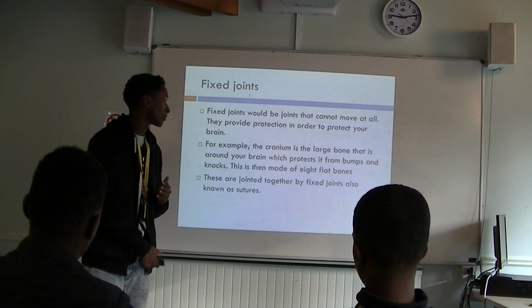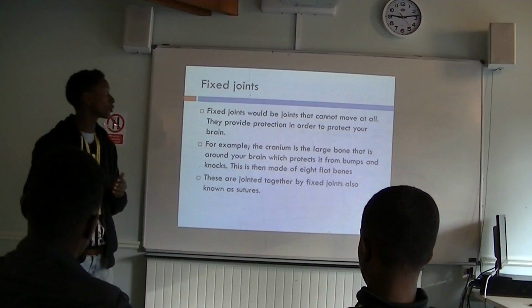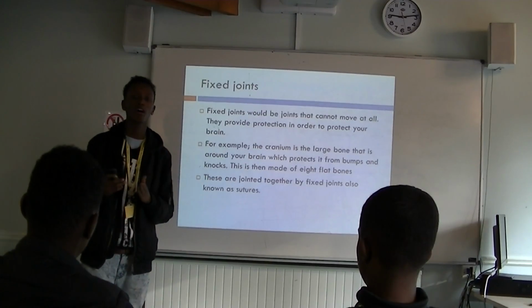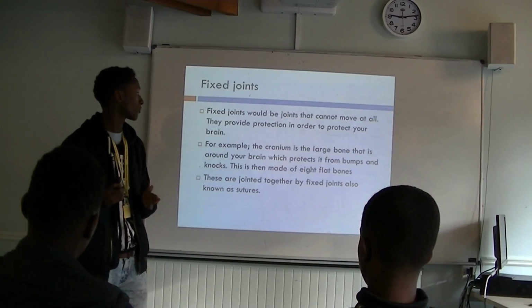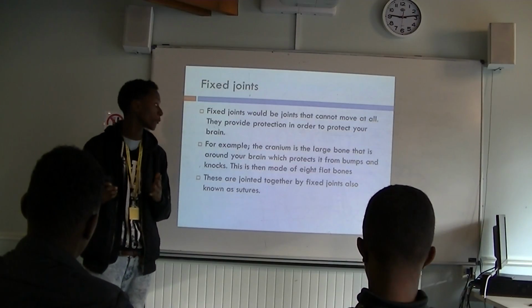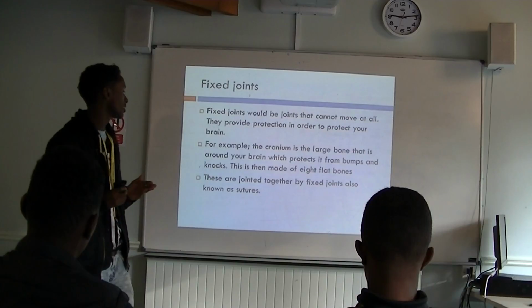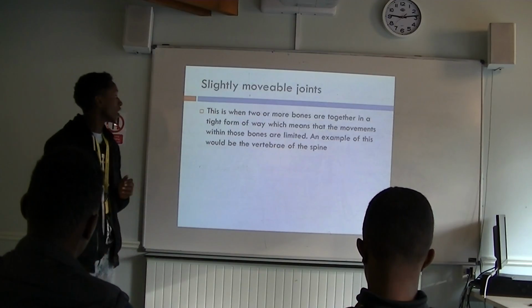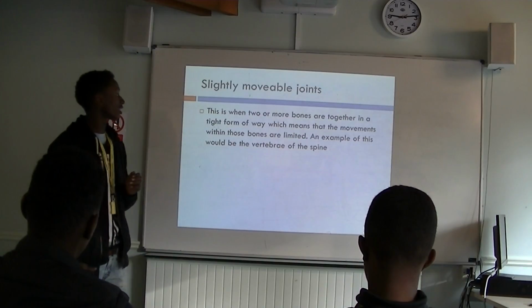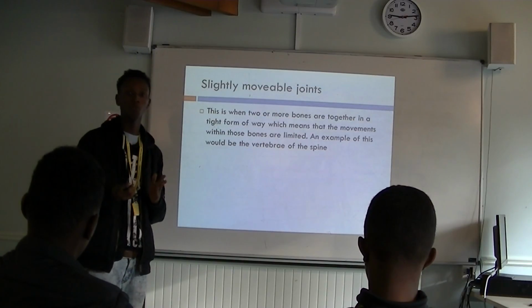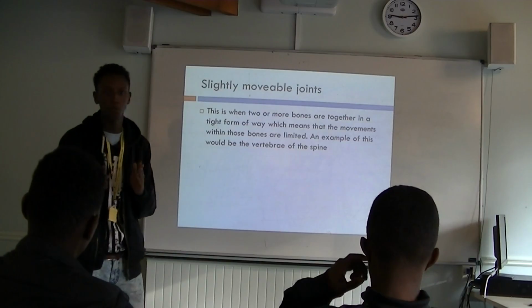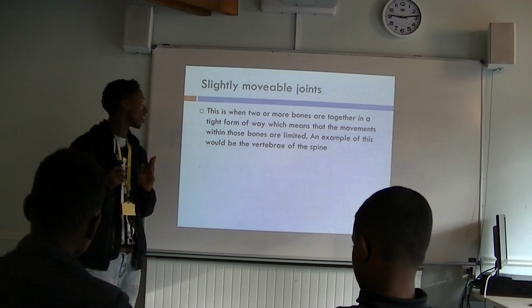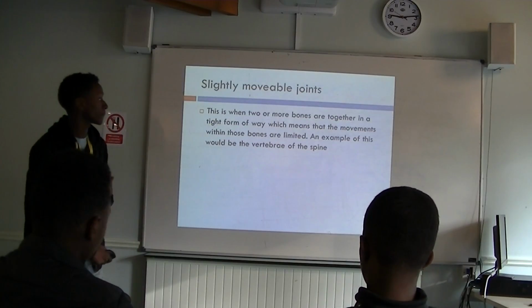allow movement. Fixed joints are joints that cannot move at all. This would most likely be bones that are there to protect you, for example, the cranium, which is there to protect your brain. Those are the bones that wouldn't move at all. Slightly movable joints are bones that can move, but the movements are very limited. This could be the vertebrae of the spine.